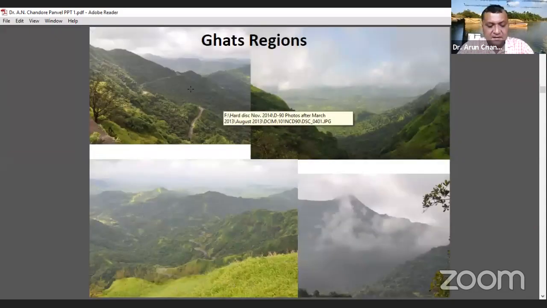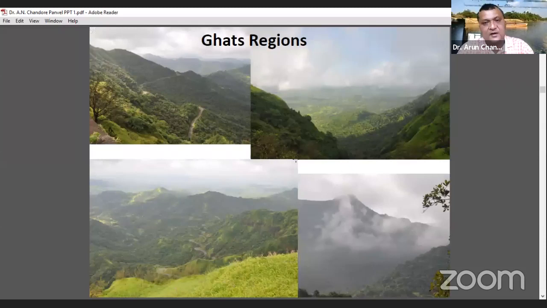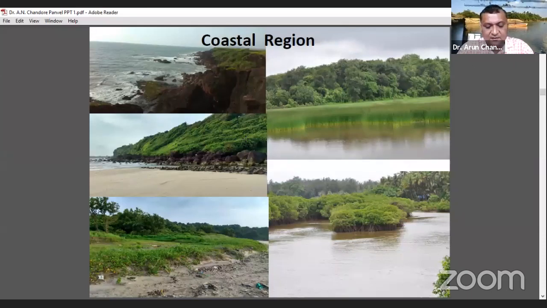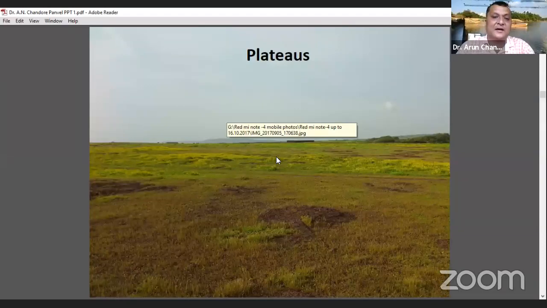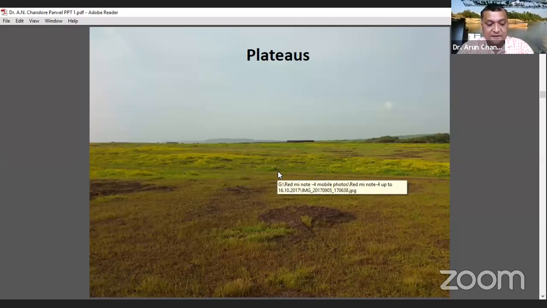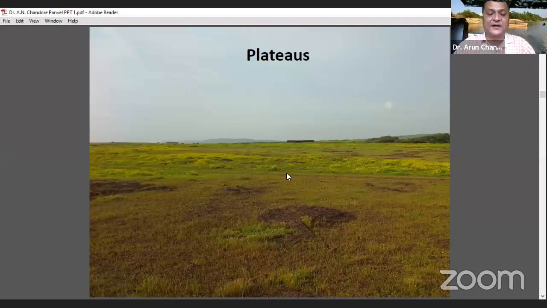Already I told you Western Ghat is different. This Ghat region is towards the east side of Konkan, and this is the coastal region towards the west side of Konkan. This Western Ghat region as well as these coastal regions are very important. And here you see these plateaus. Plateau, or in Marathi we call it Pathar, or sometimes Katal. This is the lateritic plateau. In between the Western Ghat and the coastal region, there are plateaus, this plain land or lateritic plateaus, and their biodiversity is very important.